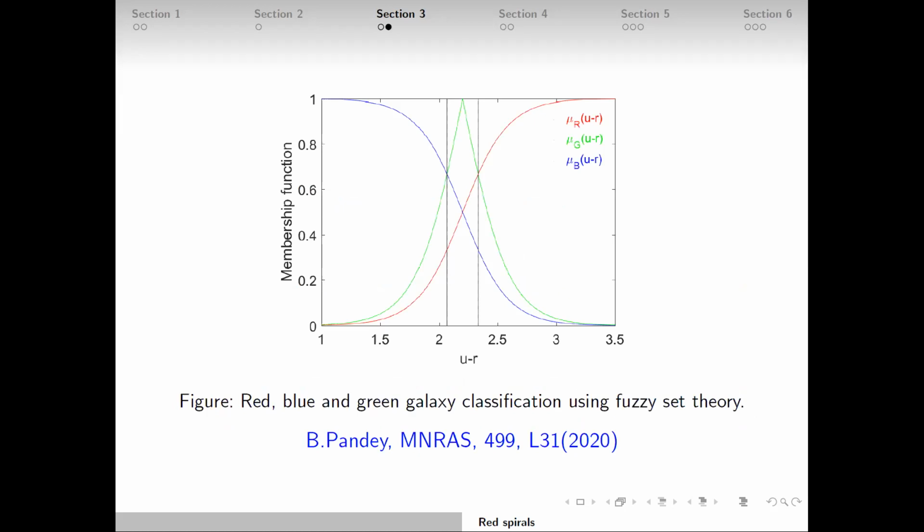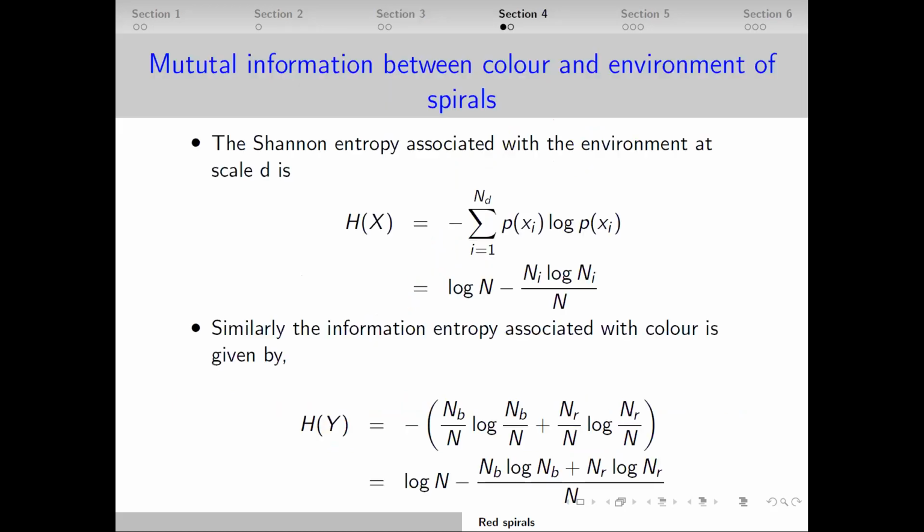This plot shows the variation of the three membership functions as a function of color, and in our sample we identify red galaxies as those for which the red membership function dominates the blue and the green membership functions. Similarly, the blue and the green galaxies in our sample are also identified in a similar manner. More details of this classification scheme are present in this paper as shown here.